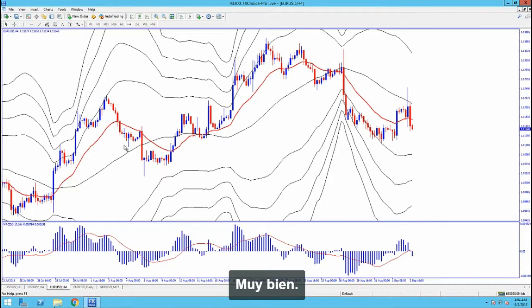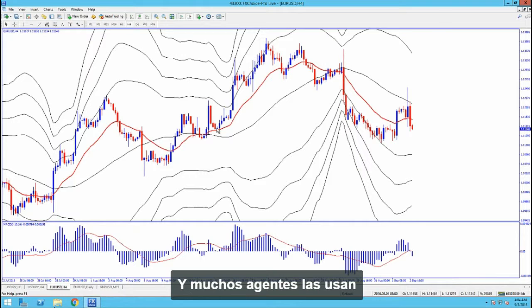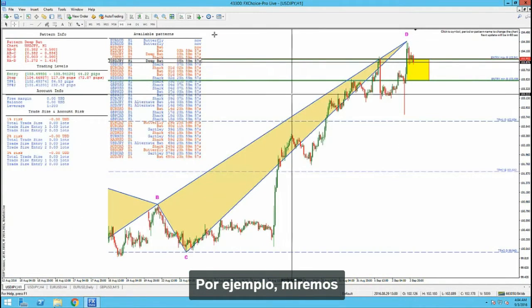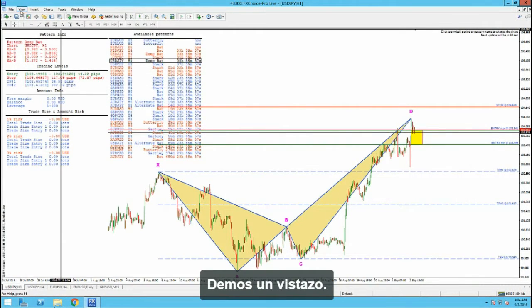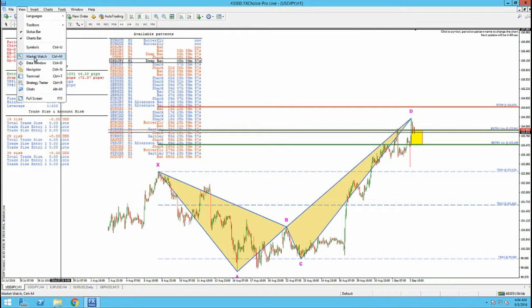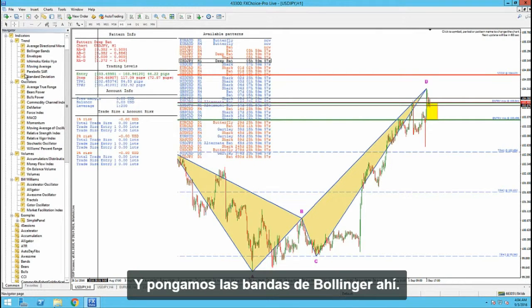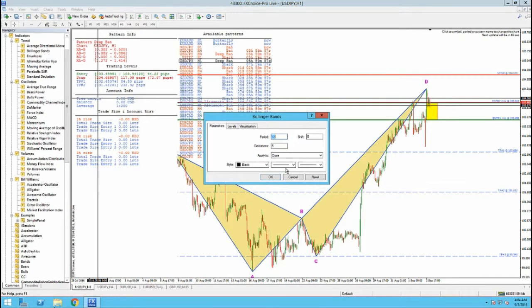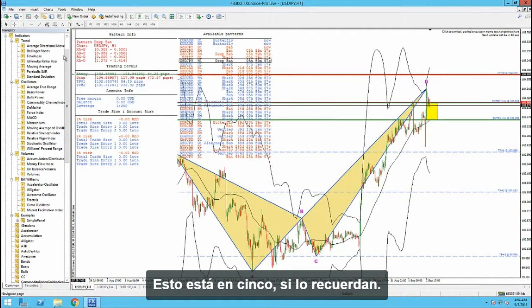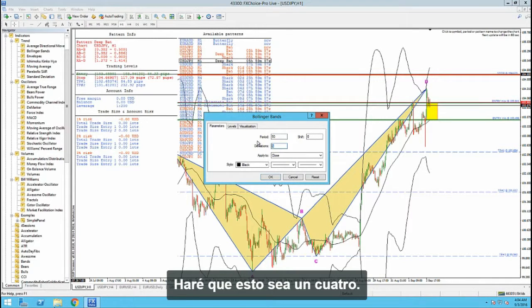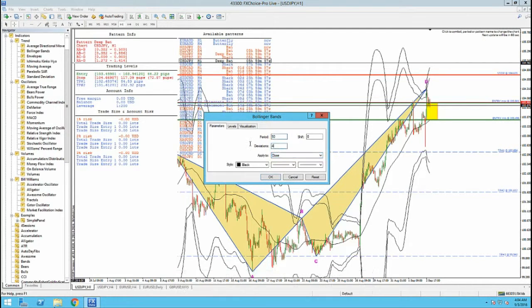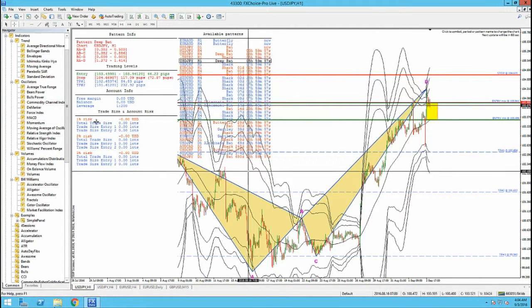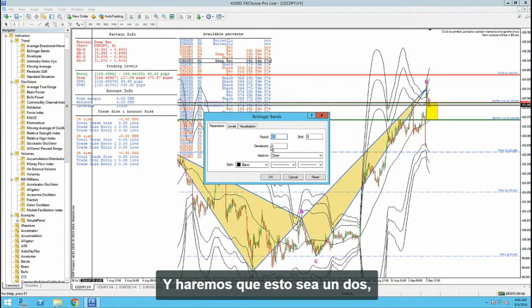Okay, and a lot of traders use them in conjunction with other things. For example, let's take a look at our Harmonic Scanner from iMarkets Live. Let's take a look and put the Bollinger Bands in. This is at a 5, if you recall. We'll do this at a 4. We'll do this at a 3. And we'll do this at a 2. And I'll show you some.